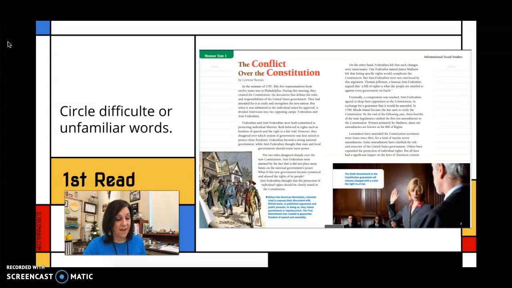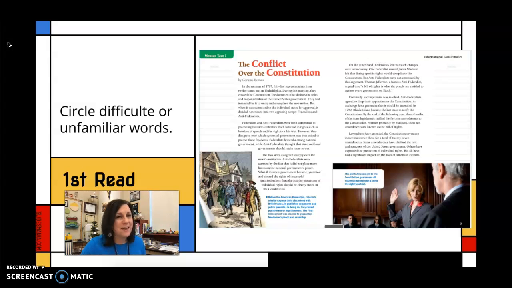Anti-Federalists were alarmed by the fact that it did not place more limits on the national government's power. What if this new government became tyrannical and abused the rights of its people? Anti-Federalists thought that the protection of individual rights should be clearly stated in the Constitution. On the other hand, Federalists felt that such changes were unnecessary. One Federalist named James Madison felt that listing specific rights would complicate the Constitution. But Anti-Federalists were not convinced by this argument.